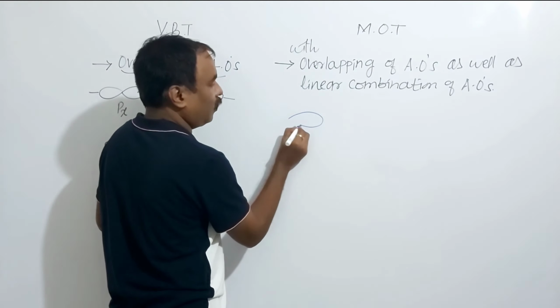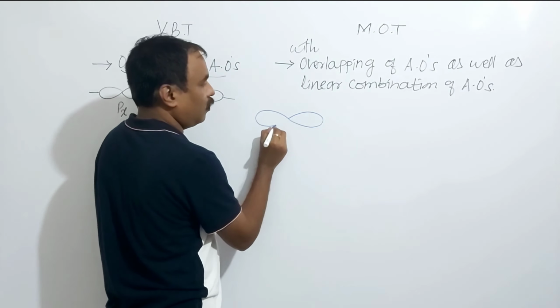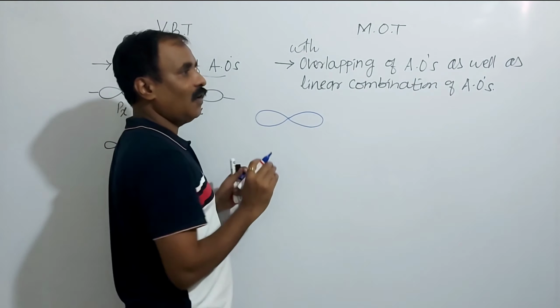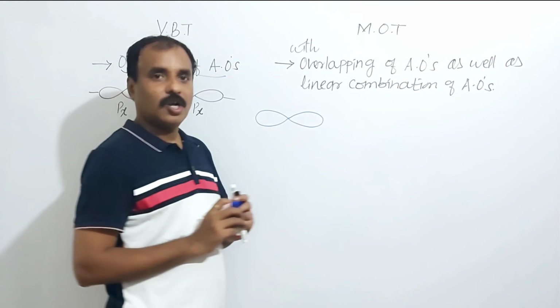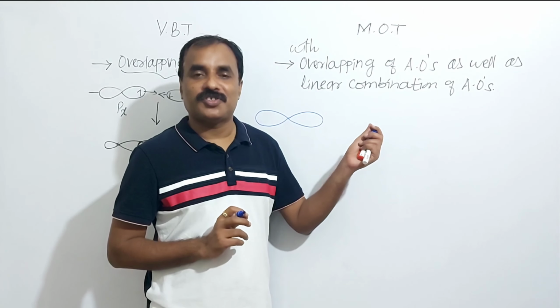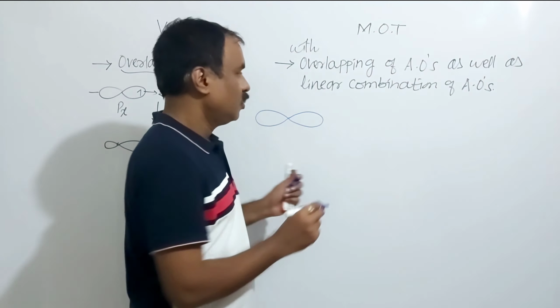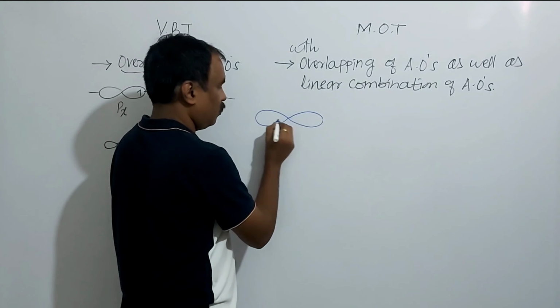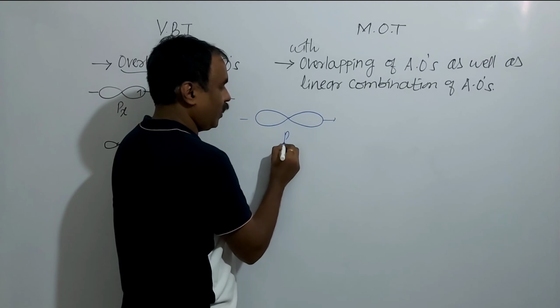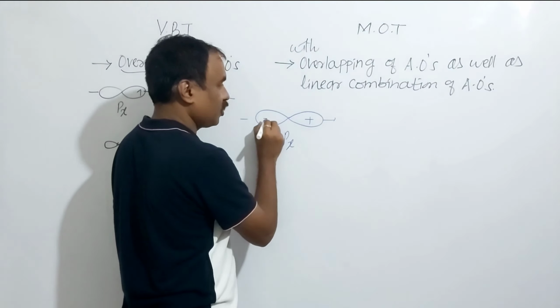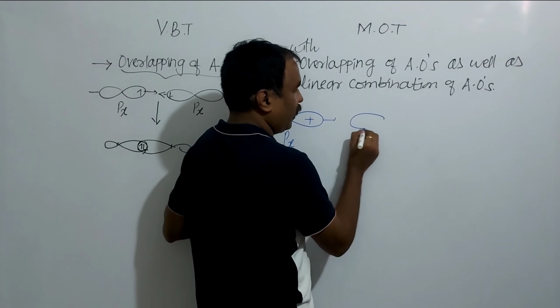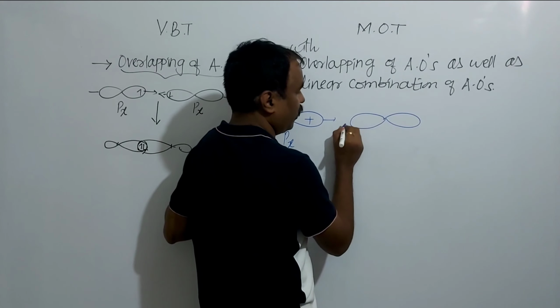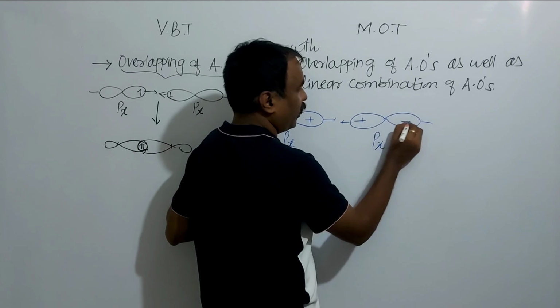In molecular orbital theory, we have to consider the wave nature of an atom. This is based on quantum chemistry. This is the wave function of one atom. Suppose this is about px of one atom, here it is positive amplitude, here it is negative. Similarly, the wave function of another atom. Again, here it is a px. Here it is positive, here it is negative.